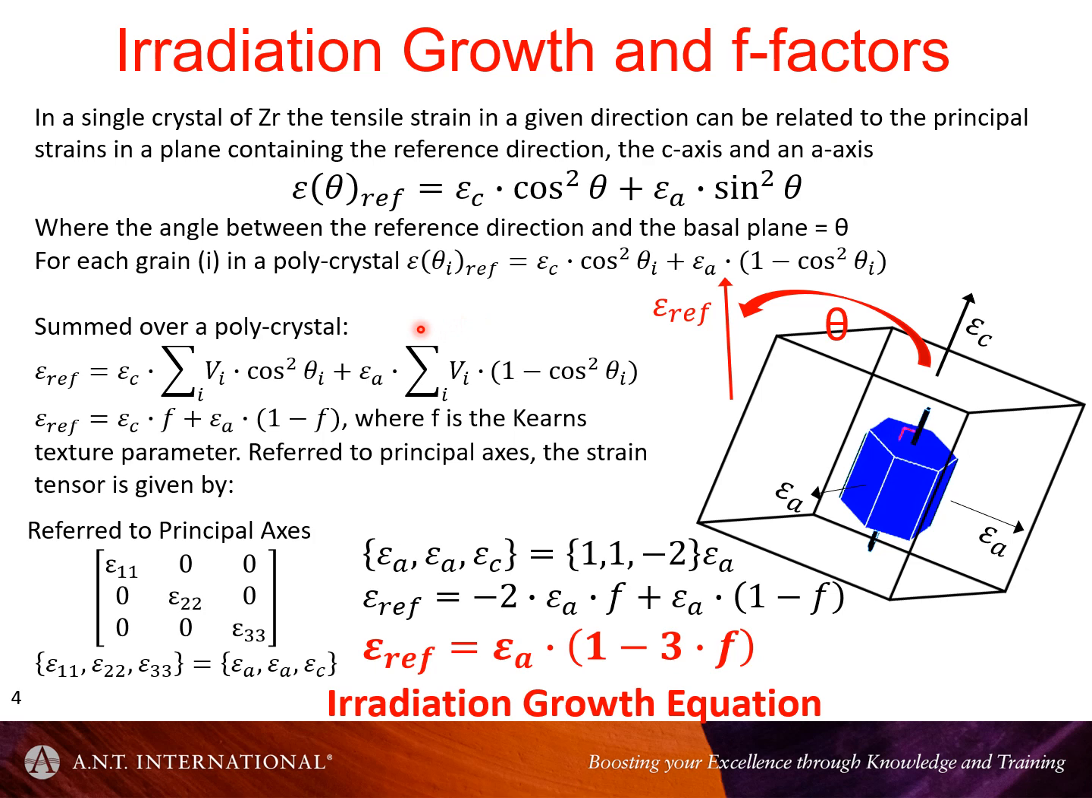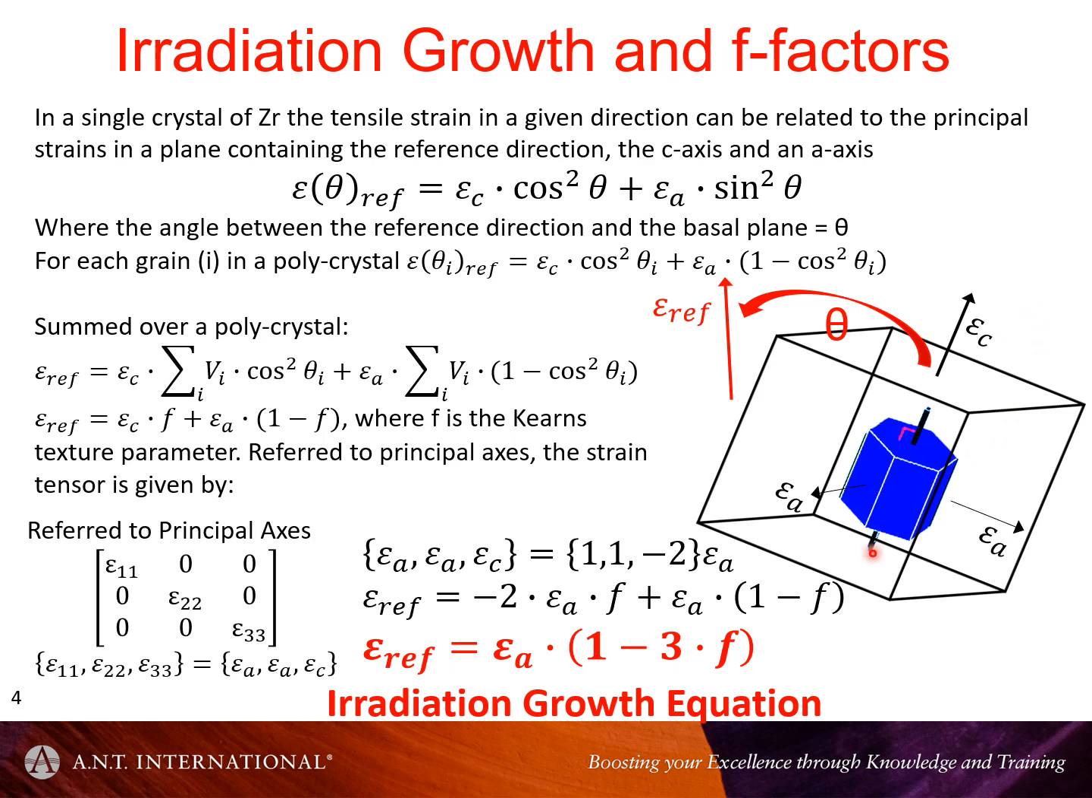in this way. And what you have then is, if we put it in terms of an F parameter, the reference strain is the c-axis tensor property, c-axis strain times F, plus the a-axis strain times 1 minus F. And F and 1 minus F will add up to 1. So if F is 0.3, 1 minus F would be 0.7, given that all the crystals are treated in this way.